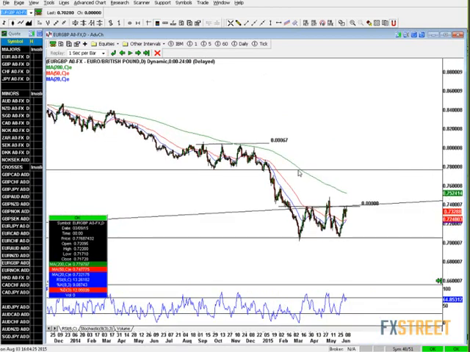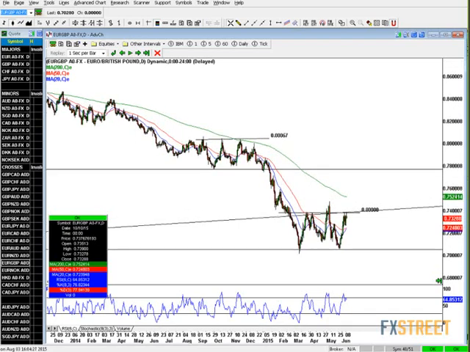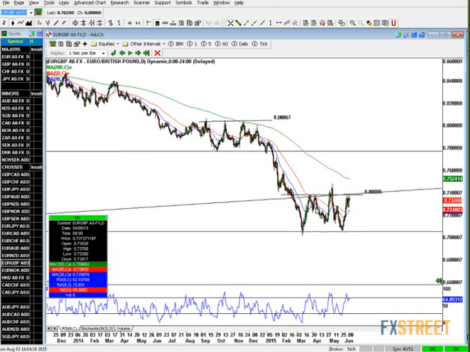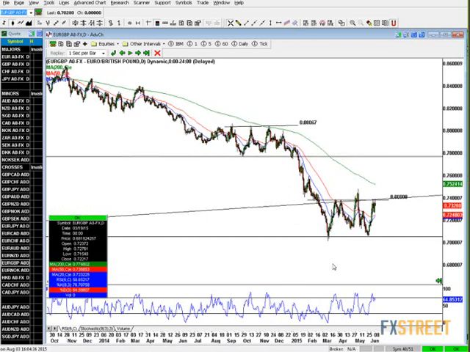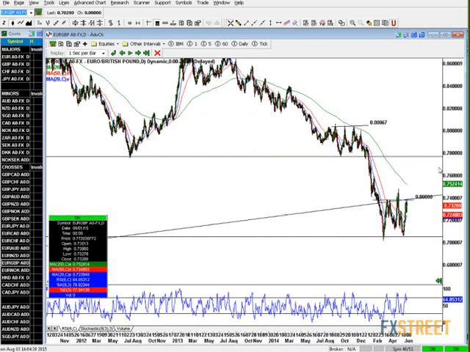If we haven't got what we call order, angle, and separation, when I refer to order, I mean the 20 is below the 50 and the 50 is below the 200. They're angled down for the most part, and they're separated, which gives us a very objective measure that we're in a downward trend here, Euro GBP.